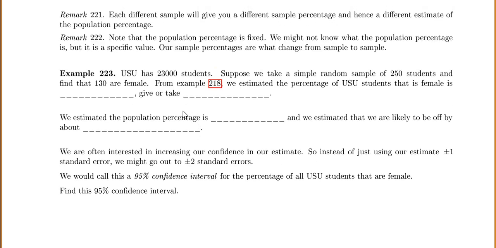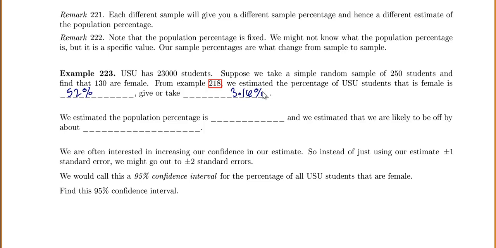So for our next example, USU has 23,000 students. Suppose we took a simple random sample of 250 students and find that 130 are female. So from example 218, we estimated the percentage of USU students that's female is 52%, give or take 3.16%. So that's just from example 218.